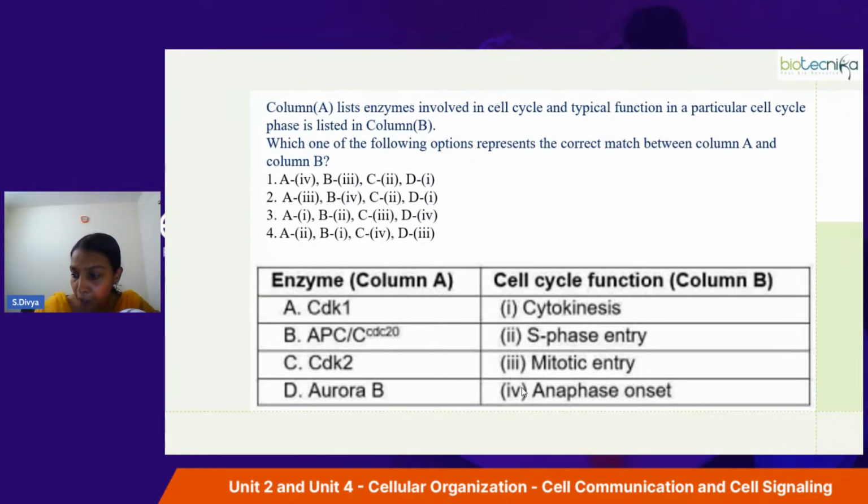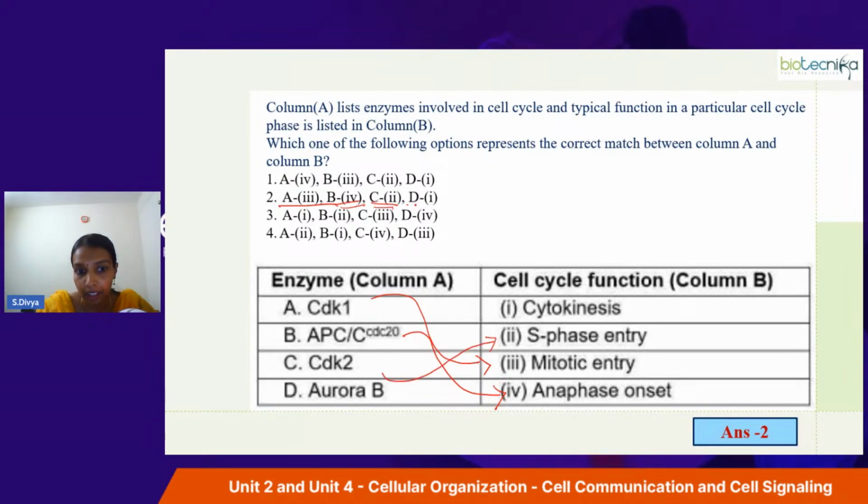Yes, I can see many of you giving the answers. Absolutely correct, because I can see every one of you has given the correct answer. So A to 3, CDK1 helps in mitotic entry. B to 4, that is anaphase onset. Just now only I have discussed with you. C to 2, CDK2, S phase entry. This also was just now discussed.